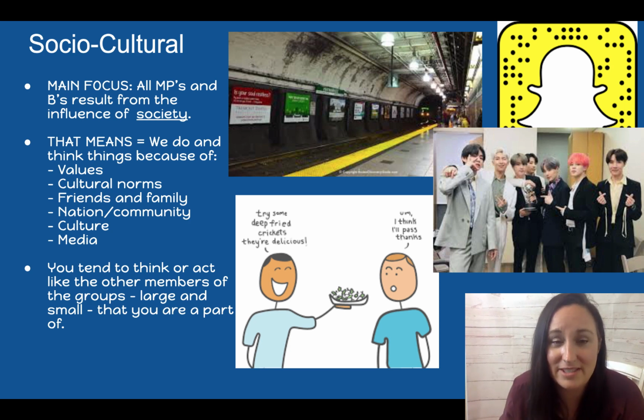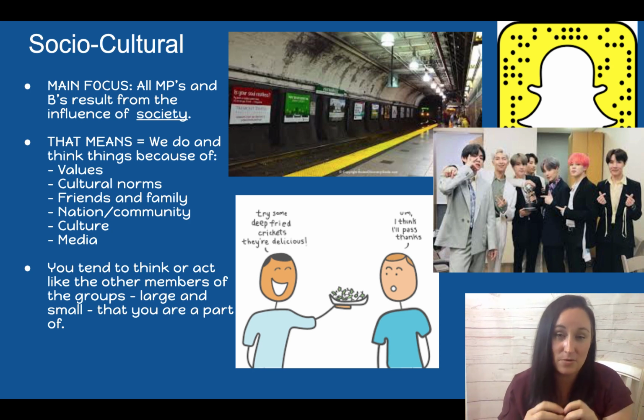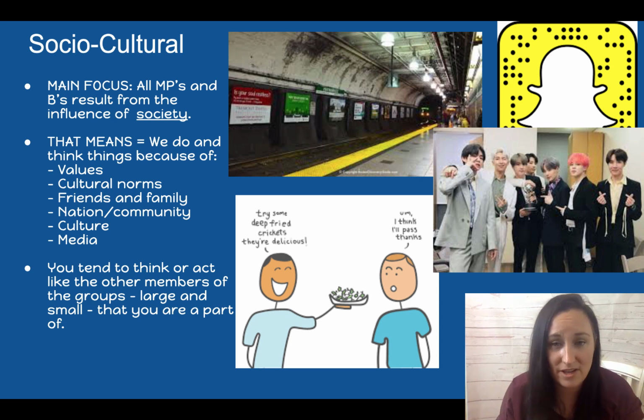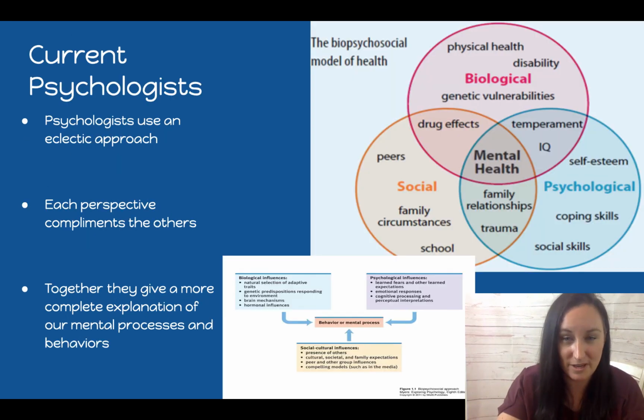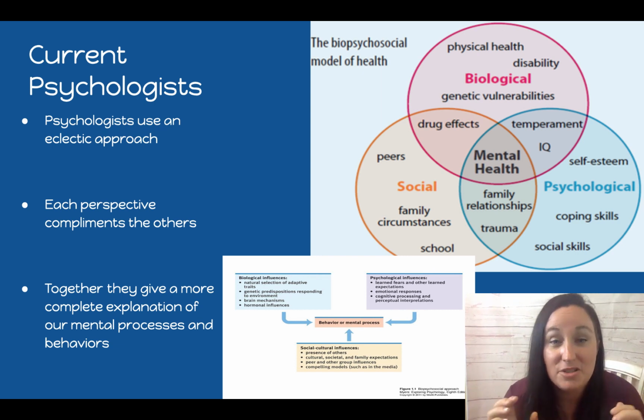So all mental processes and behaviors result from the influence of our society. So society starts small too. So it could be your family, and then your friends at school, and your school community, and your town, and the region of the world that you're in, and all that. They all have an influence on the way you think, the way you feel, and the way you behave. So changing those things, and you act, and you think, and you feel differently. So that's sociocultural perspective.